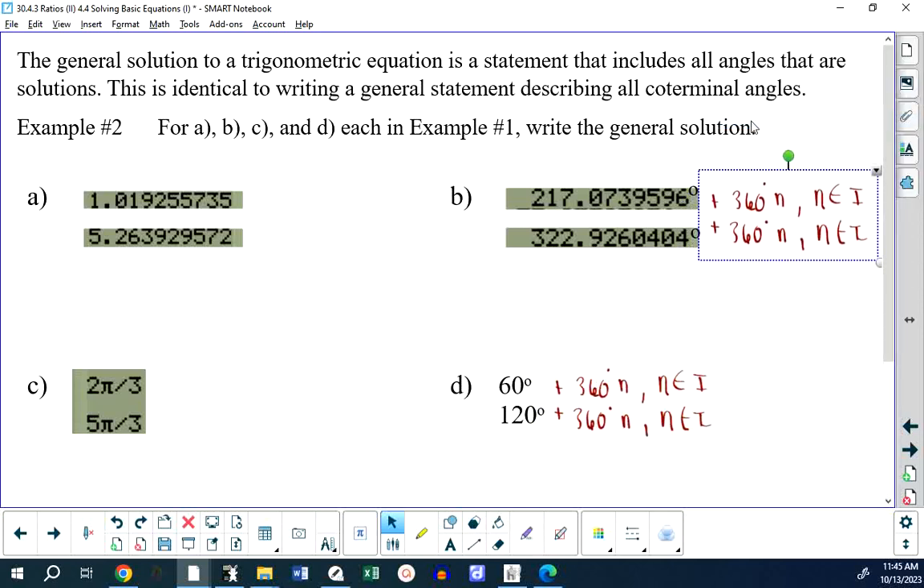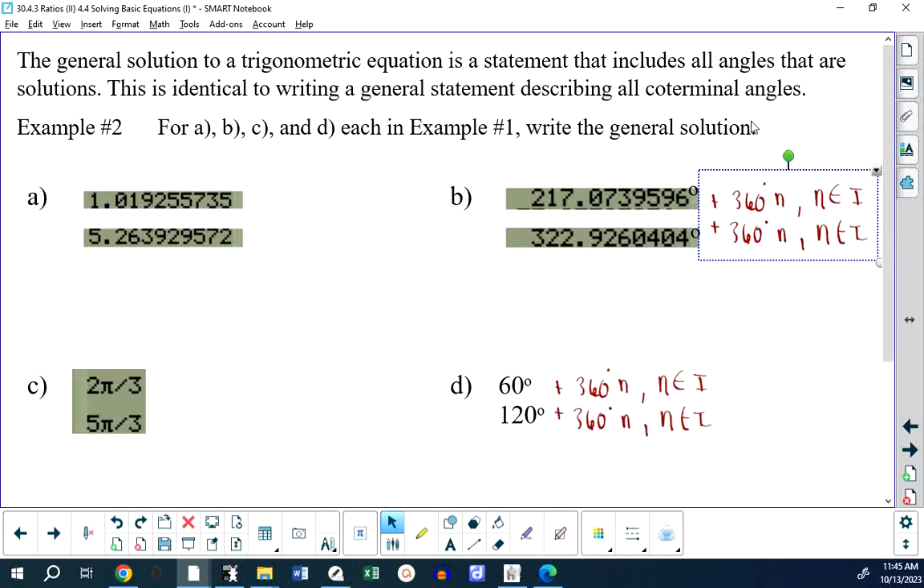Yep. It does say coterminal angles. What's your point? It could be 0 then, right? Well, no, I guess maybe I should change that. I'm saying it's identical in nature to writing a general statement describing all coterminal angles. I'm not saying we only want coterminal. 60 degrees and 120 degrees here are still solutions. I'm just saying I should change the word identical. I should have said this is similar to what we did when we wrote coterminal angles, but we do need to include the 0.